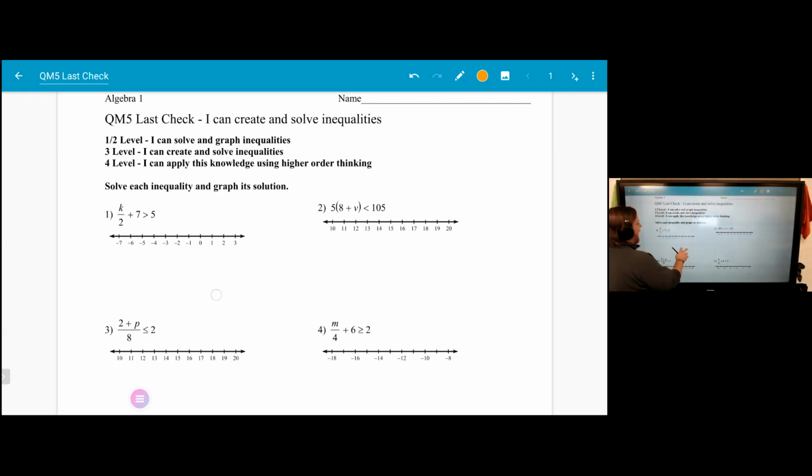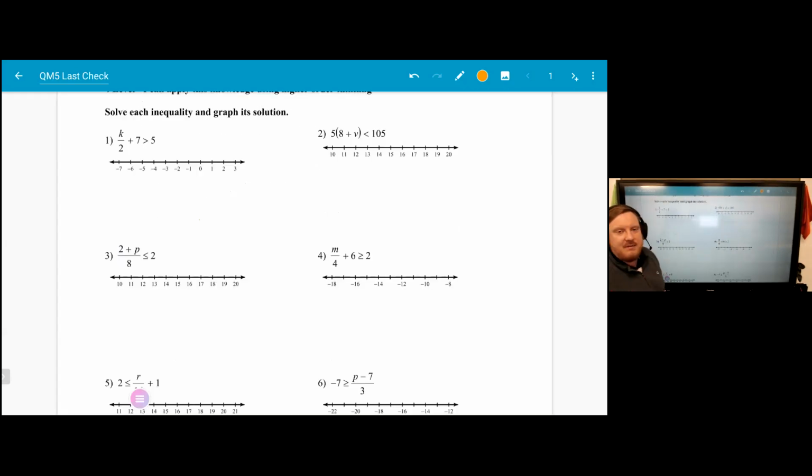We've got solve each inequality and graph its solution. Again, on this last check, we have levels 1 through 3. These first 6 problems are 1 and 2 level. That next one down there, that's a 3 level.